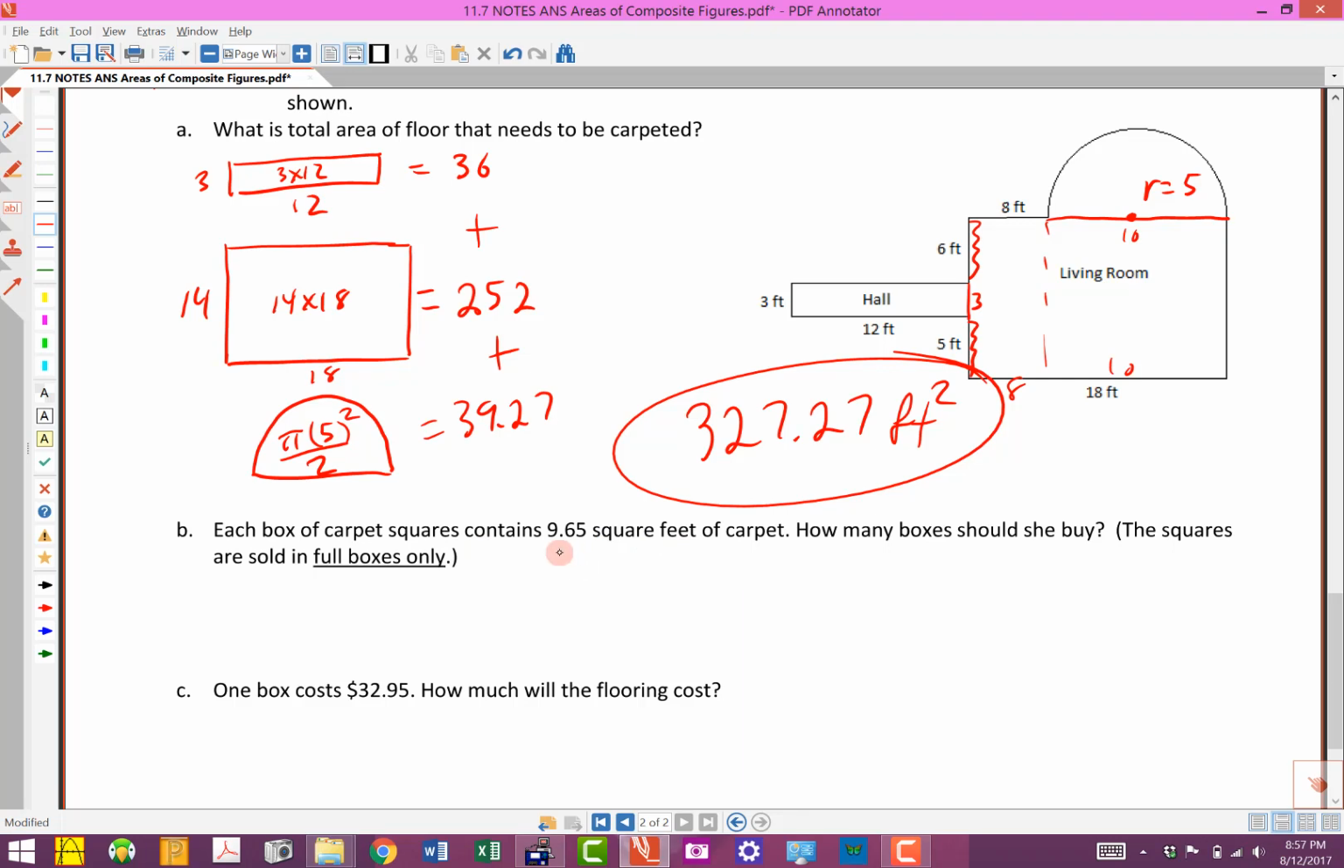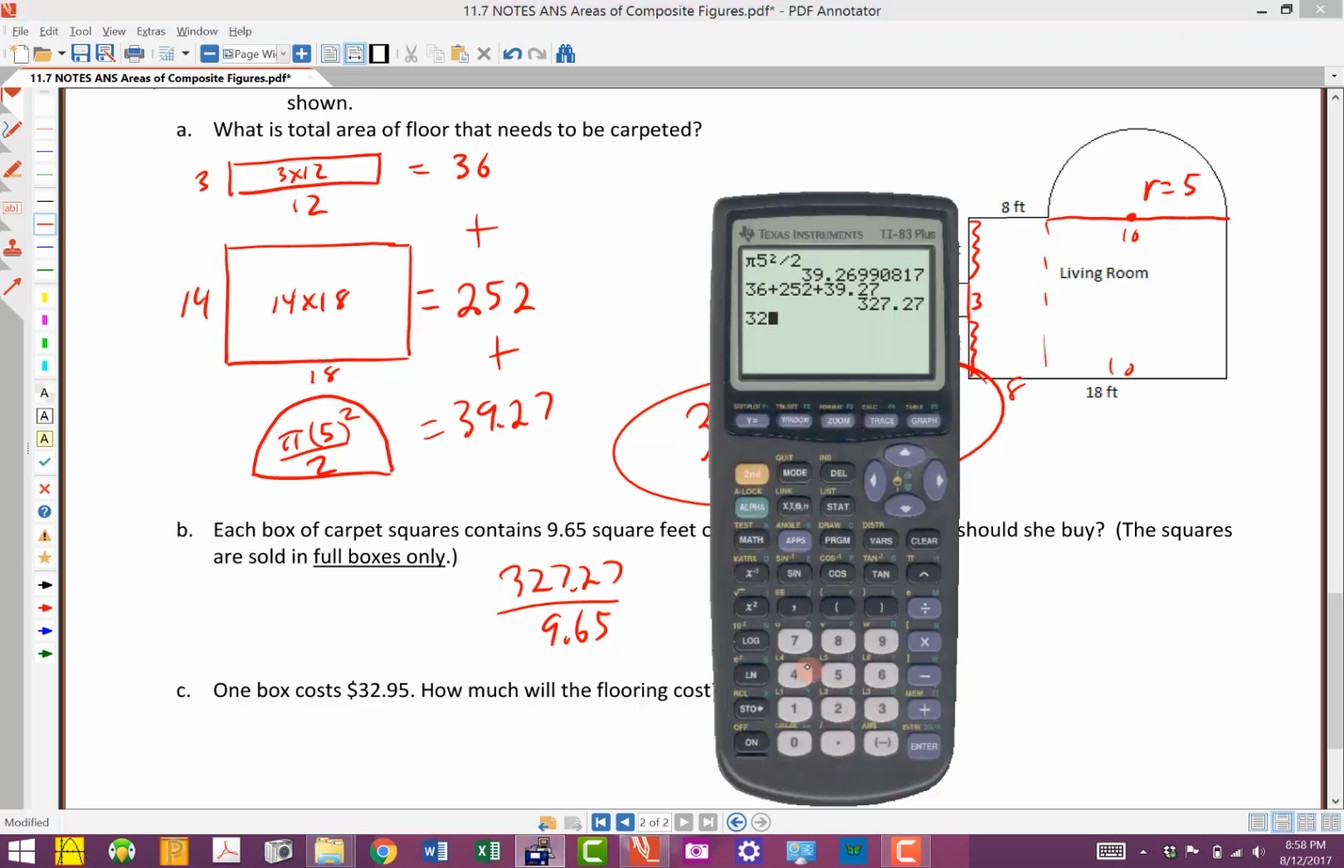Well, if each one contains this many square feet, and we've got to cover this many square feet, 327 square feet for the whole thing, we're going to take the 327.27 and we're going to divide by 9.65 because this is how many there are in each one of the boxes. So let's see what we get here. 327, oh, we've got that answer right there. Divided by 9.65.